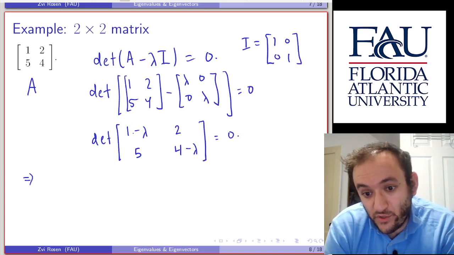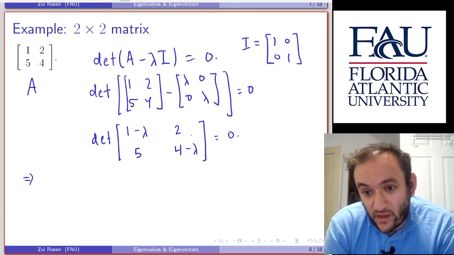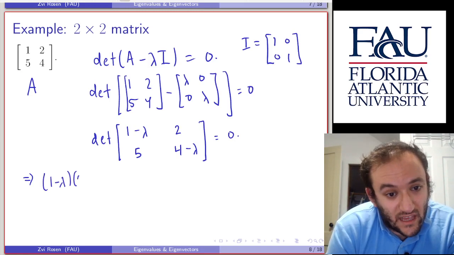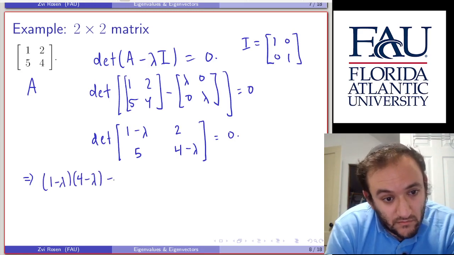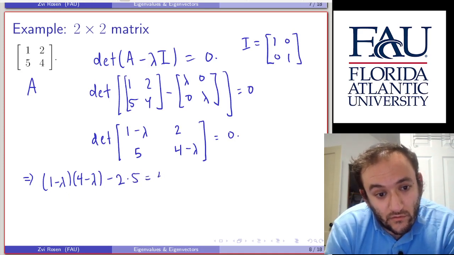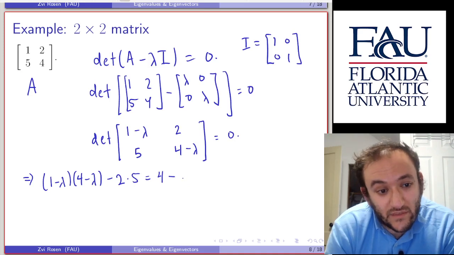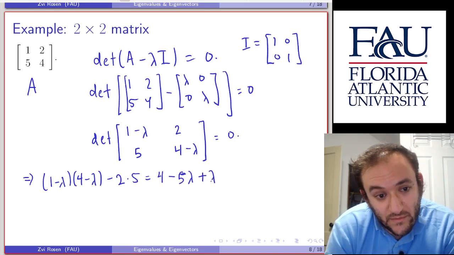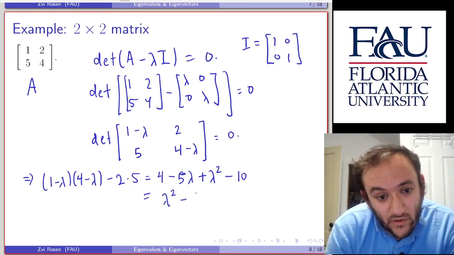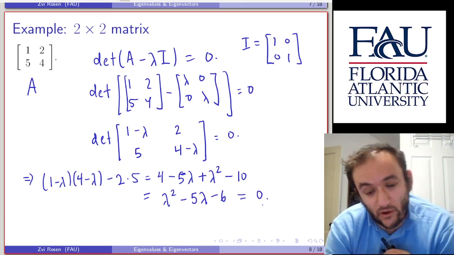Multiplying out, the determinant of a 2 by 2 matrix is top left times bottom right minus top right times bottom left. So we have 1 minus lambda times 4 minus lambda minus 2 times 5. So we have 4 minus 4 lambda minus 1 lambda is 5 lambda, plus lambda squared, minus 10. Okay, and assembling this a little bit more nicely, we have lambda squared minus 5 lambda minus 6, and we know that's supposed to be equal to 0.